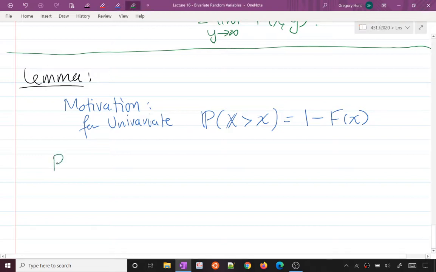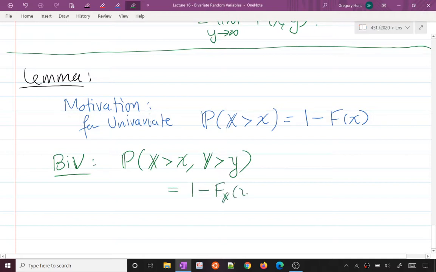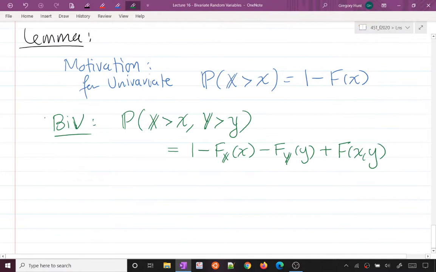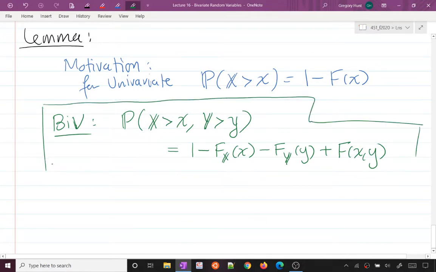And for bivariate, it is the case that if I want to calculate the probability that x is bigger than some little x and y is bigger than some little y, I can play a similar game. It's a little bit more complicated than the formula. It is 1 minus the marginal CDF of x, minus the marginal CDF of y, plus the bivariate CDF. So I'll put this in the box. This is the important theorem.